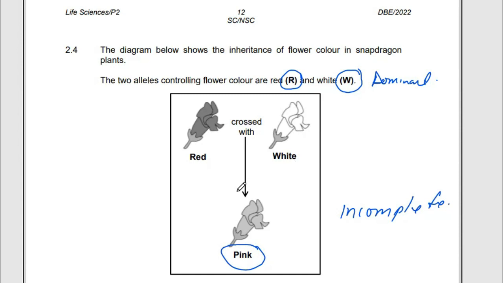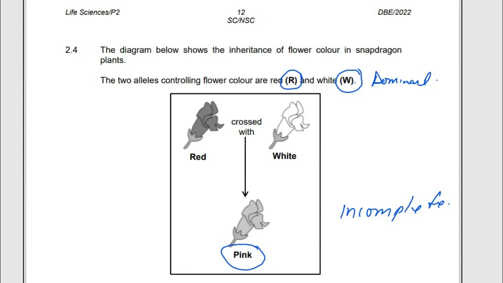An example is different presidents of different countries. When they sit at one table, all of them, they will talk about issues affecting them equally. So it means that neither the president of country A nor the president of country B is dominant over the other. Why? Both of them are presidents. So neither red nor white is dominant over the other. So when they combine, they produce an intermediate.